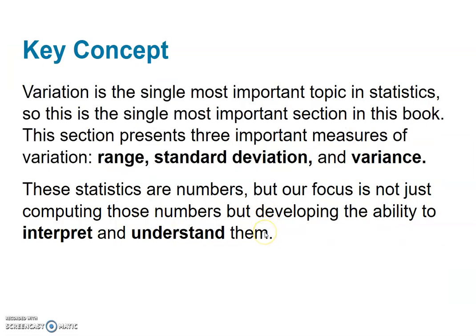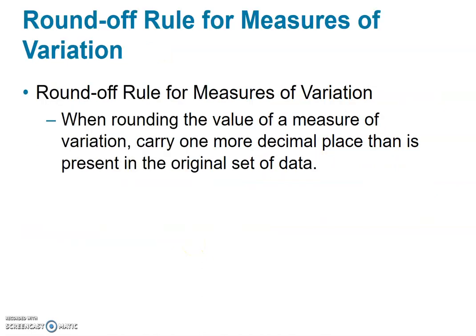The three main things we talk about in this section that measure the variation are the range, the standard deviation, and the variance. We're not only going to talk about them, but we're also going to talk about how to interpret and understand the results. The round-off rule is different in the PowerPoint than it is in the homework. So again, I would just pay attention to how they say to round in the homework instead of what they say here.